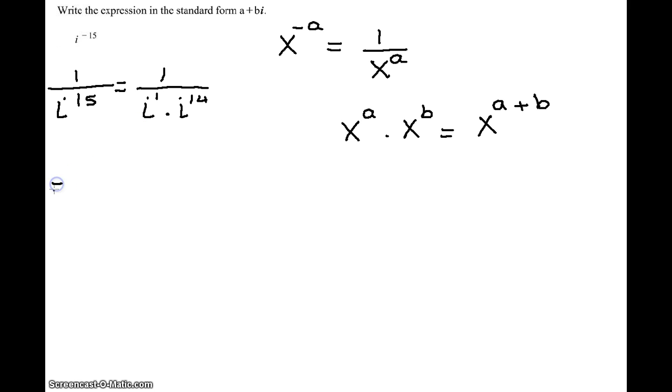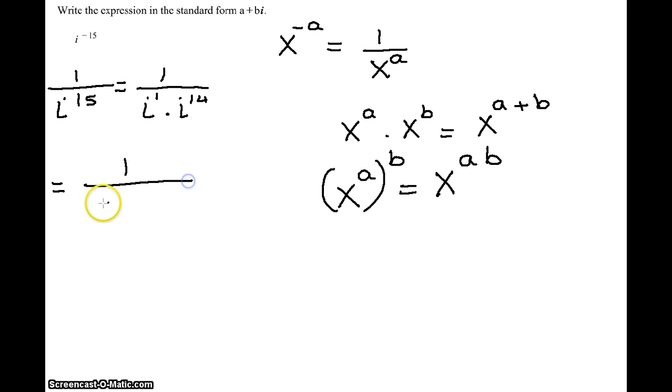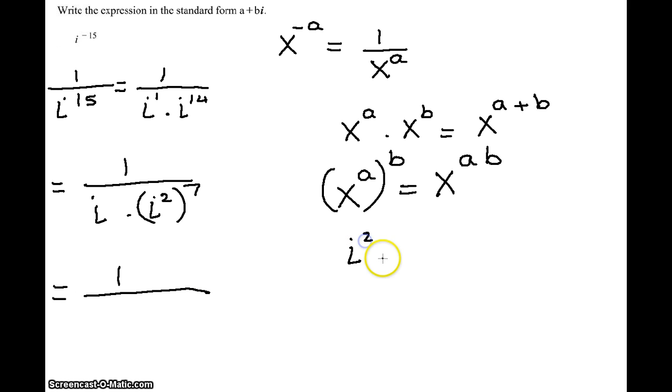The next option, I'm going to use another property called power to power. If you have x to the power a, all of this raised to the power b, then the answer would be x to the power ab. I'm going to use this option to change i^14 in this case to (i^2)^7, because 7 times 2 is 14, and that brings me back to the previous step. One step before the last, knowing that i squared equals negative 1, I'm going to change this to (negative 1) to the power 7.